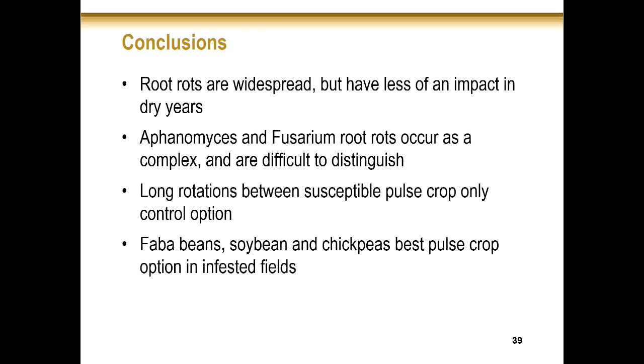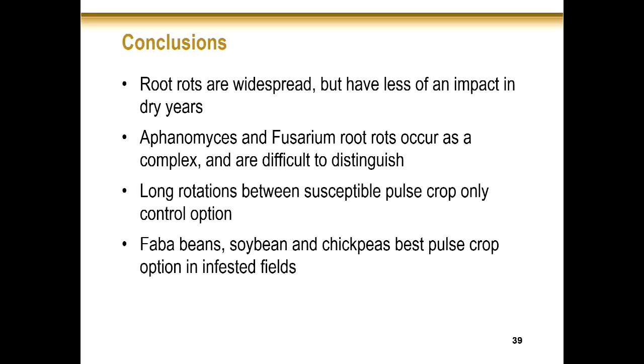So in conclusion, I'd like to say that root rots are unfortunately fairly widespread, but we do see that they have less of an impact in dry years. Aphanomyces and Fusarium root rots occur as a complex and can be very difficult to distinguish. Before 2016, I thought that in the brown soil zone, we were just dealing with Fusarium root rot, but 2016 completely changed that hypothesis, as we saw a lot of Aphanomyces root rot down here in southern Alberta.